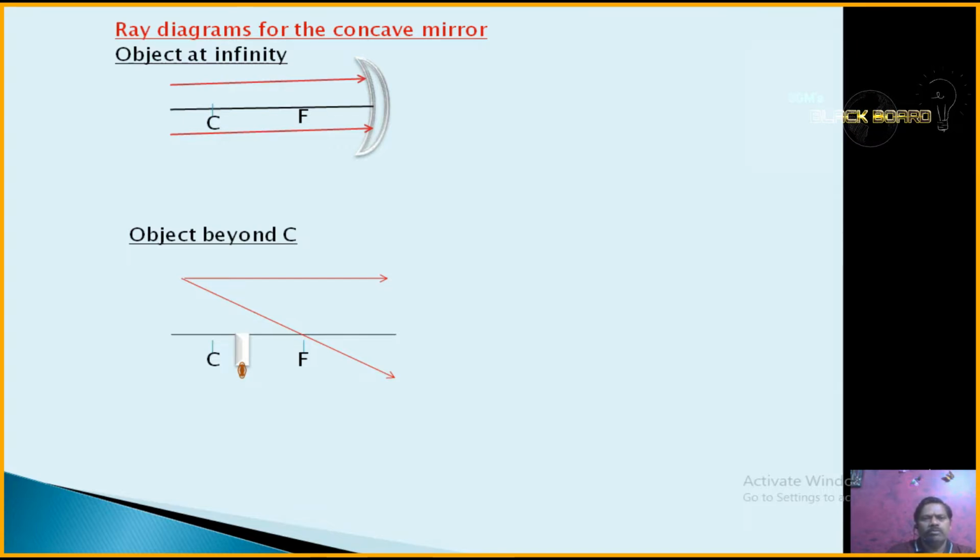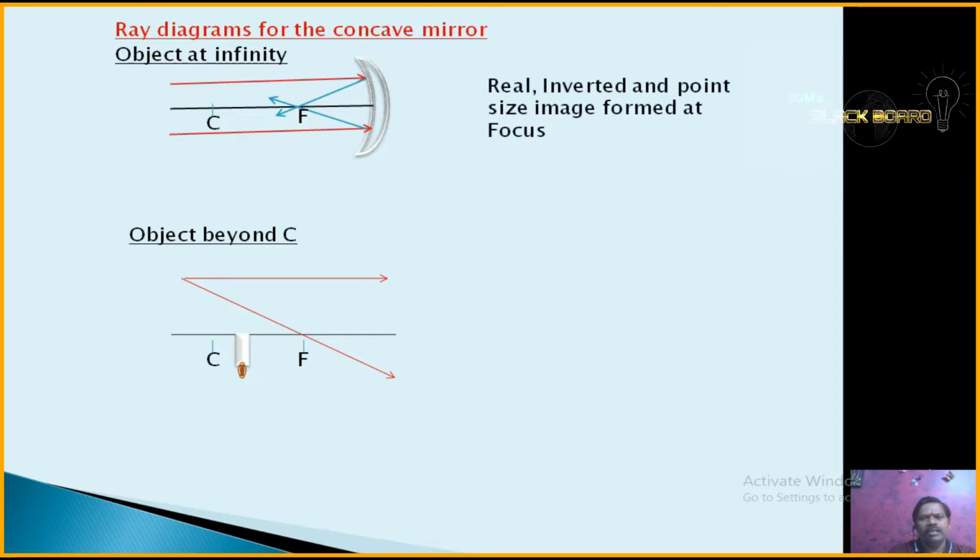So here, this is the principal axis. A ray parallel to the principal axis is incident on the mirror. So it reflects in such a way that it passes through the focus. This is another ray. After reflection it passes through the focus point. Where these two reflected rays intersect, there we are going to get the image. In this case we are getting the image at the focus point, and it is real and inverted, a point size image at the focus point.